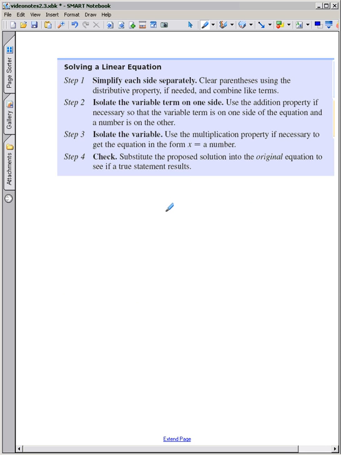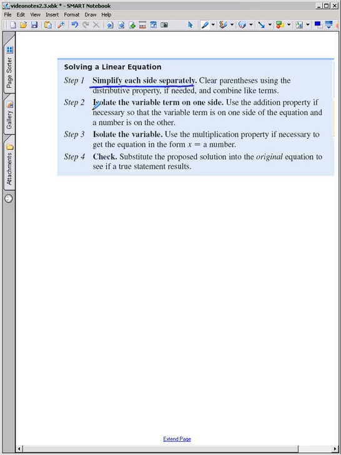So what are the 4 steps to solving a linear equation? We've really talked about these through sections 2.1 and 2.2, but here they're formally stated. The first step is we have to simplify each side separately. We can't go across that equal sign. We have to treat those as 2 separate expressions, simplify them as much as possible, and then we will apply the 2 properties we've learned in this chapter.